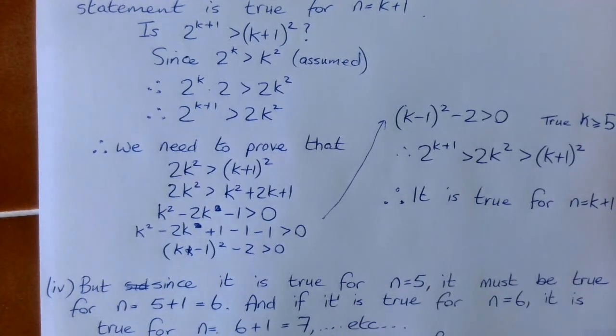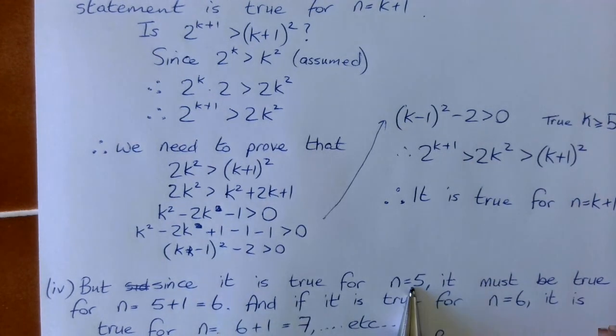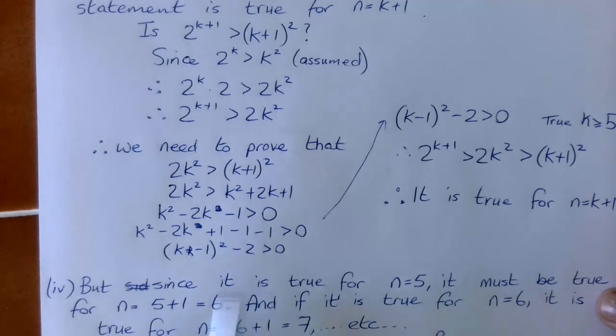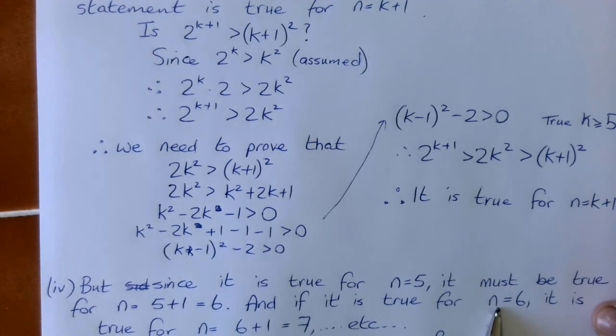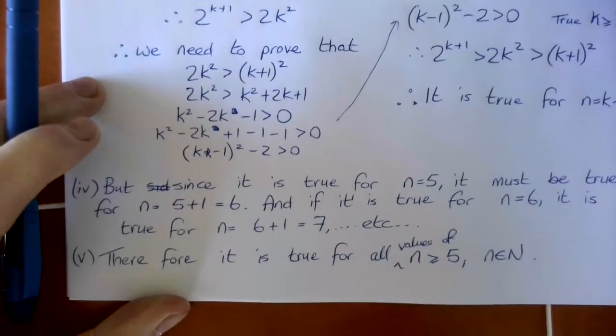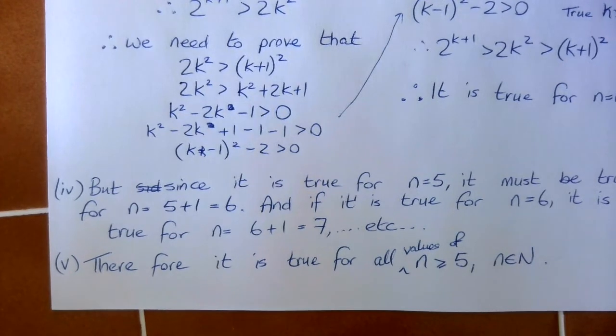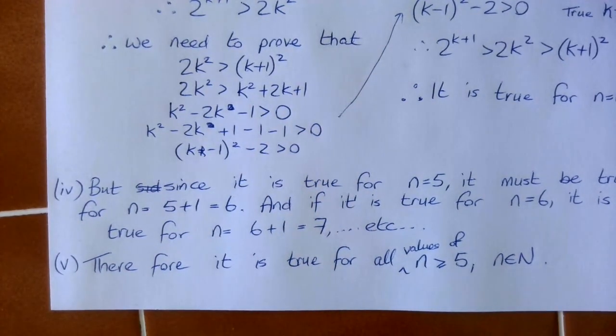And then since it's true for n equal to k plus 1, we know that it's true for n equal to 5. It must be true for n equal to 5 plus 1, which is 6. And if it's true for n equal to 6, then it is true for n equal to 6 plus 1, which is 7, etc. And then therefore, it is true for all values of n greater than or equal to 5, for n an element of N.